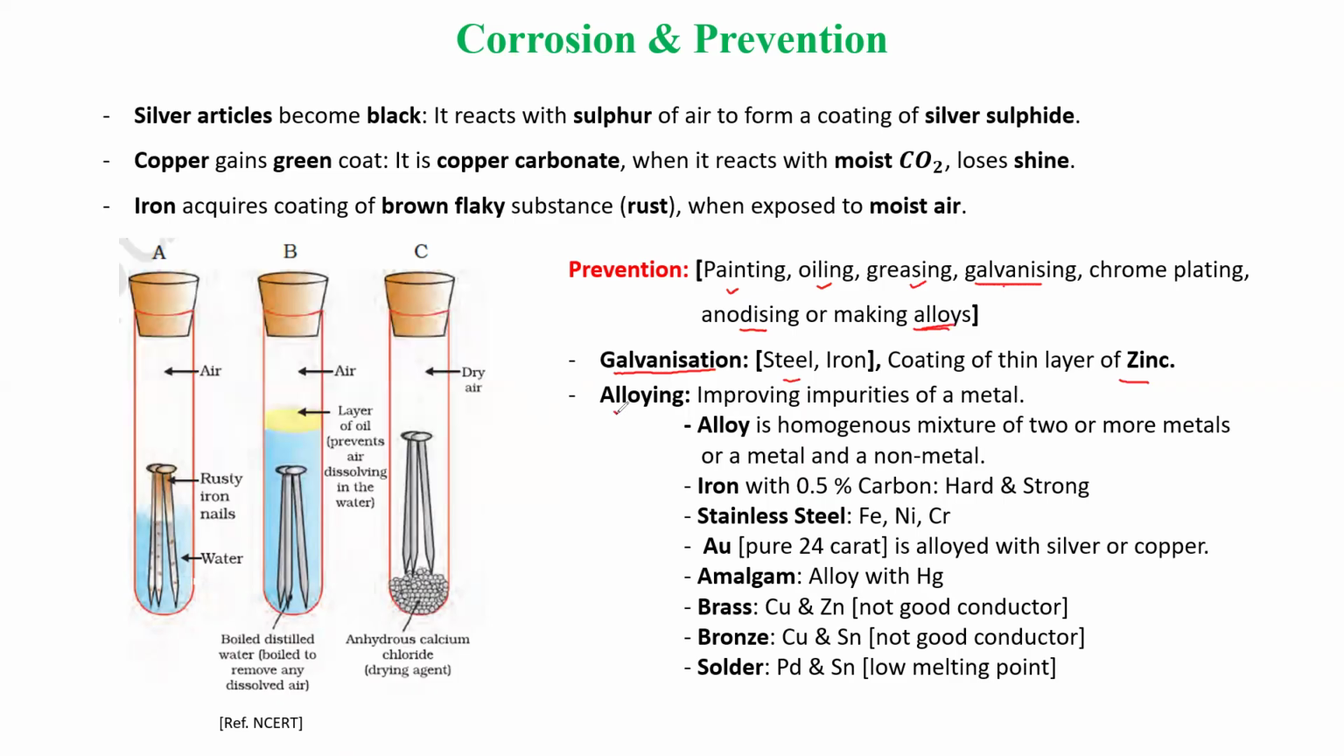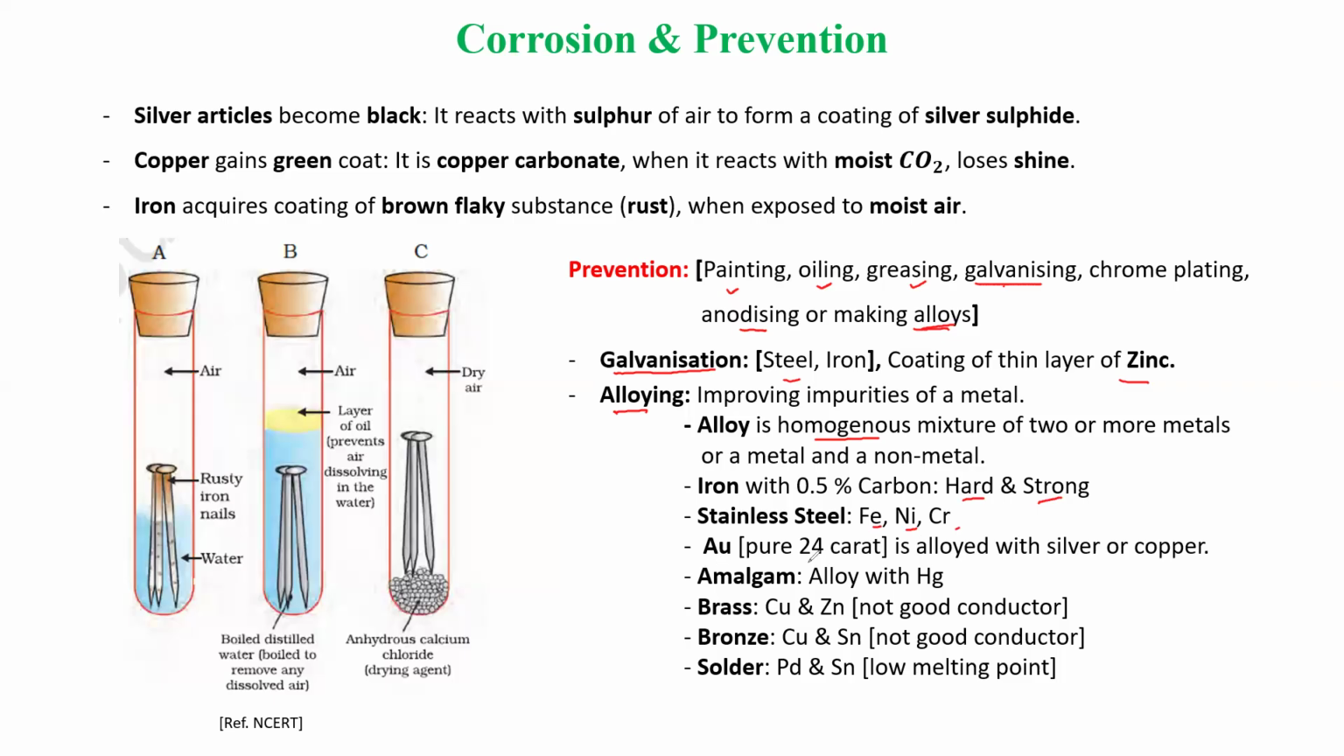Next is the process of alloying. Alloying means you are improving the properties of the metals. Two, three metals, or one metal and non-metals are mixed together. So that is a homogeneous mixture to form the alloy. Like here, in case of iron, if you mix 0.5% of carbon, its hardness is going to increase and it will become strong. So like we have stainless steel, it is an alloy of iron, nickel, and chromium. And we have gold here.